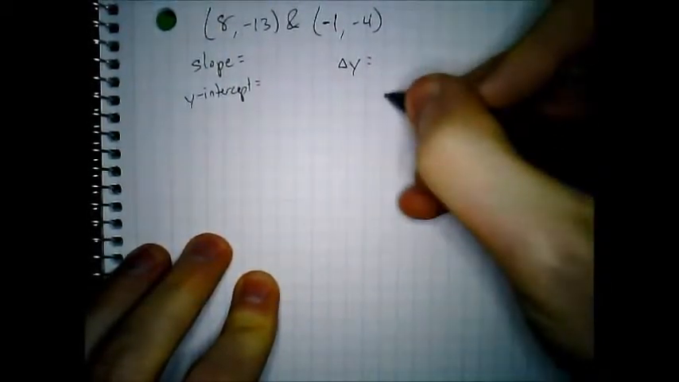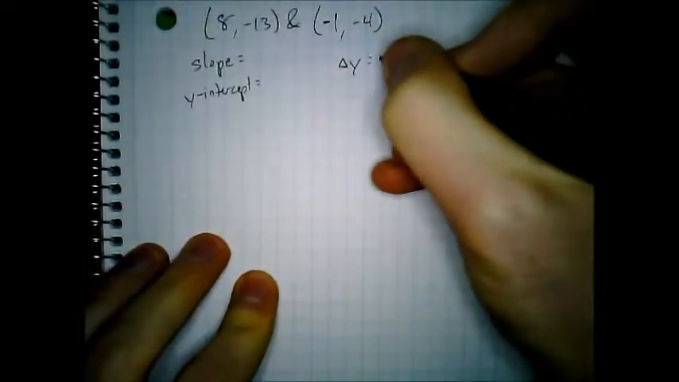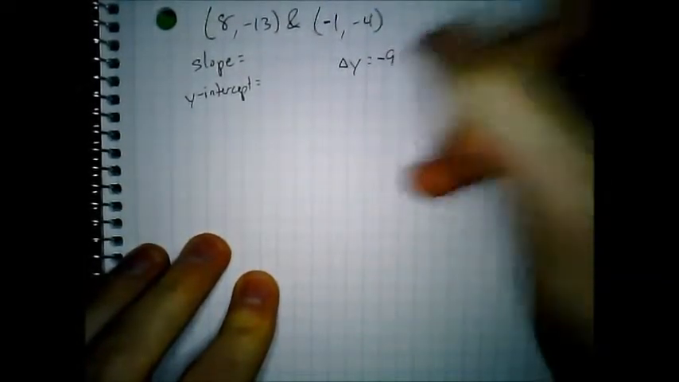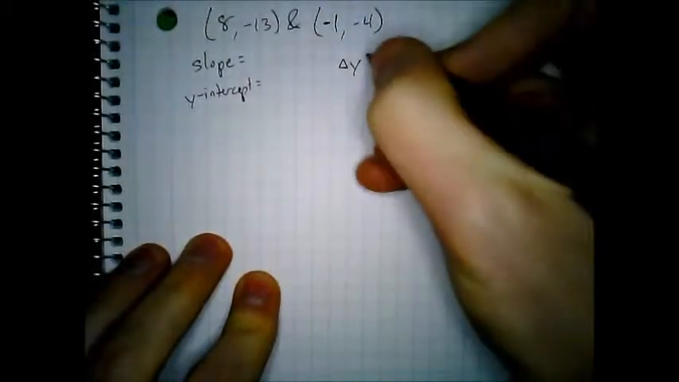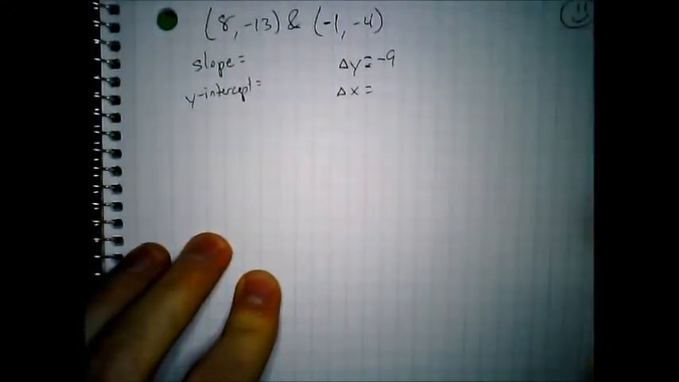So what's our delta y? Well, if we're going from negative 4 tiles all the way down to negative 13 tiles, that means we have to subtract 9 tiles. Again, if you need more practice finding slope, then you have to refer to one of the earlier videos. So I expect you know how to do it at this point.